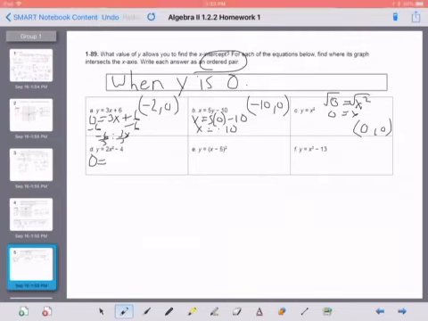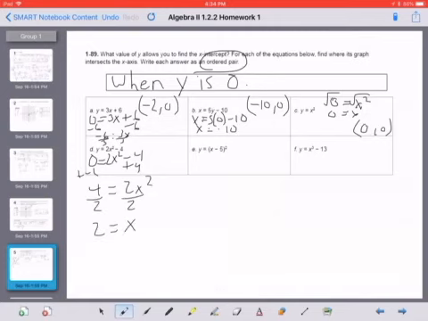0 equals 2x squared minus 4, so you add 4 to both sides. 4 equals 2x squared. Before you take the square root, we divide both sides by 2 first. So 2 equals x squared, so it'd be the square root of 2. So the correct answer would be plus or minus square root of 2, comma 0. So there's actually more than one place that it would cross the x-axis.